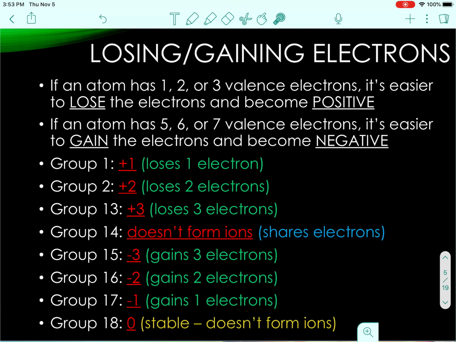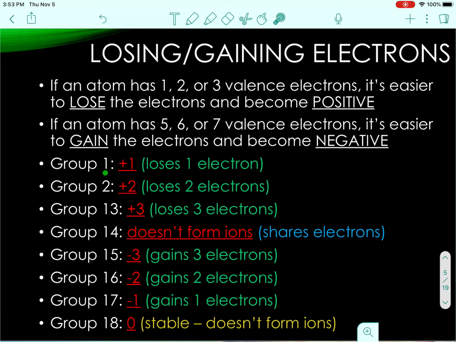So losing and gaining electrons. If an atom has 1, 2, or 3 valence electrons, it's going to be easier to lose electrons. And just like you saw earlier, if we lose electrons, we become positively charged. Now, if an atom has 5, 6, or 7 electrons, it's going to be easier to gain electrons, and that will be negative because electrons are negative. If you're adding an electron, electrons are negative, you're going to get more negative.